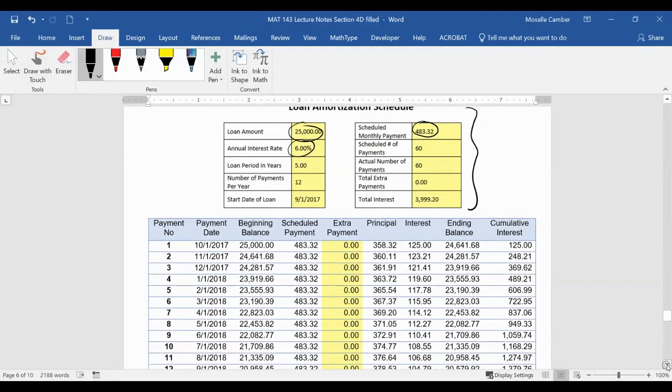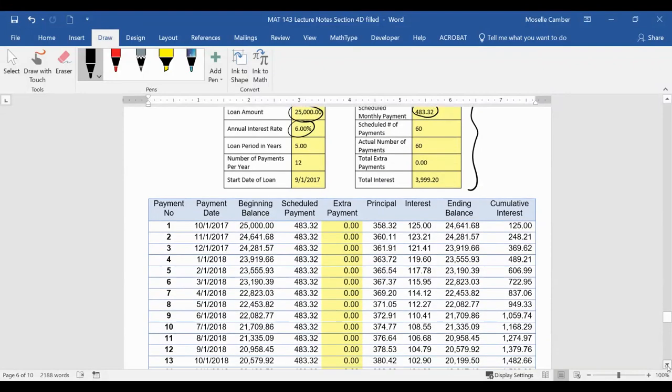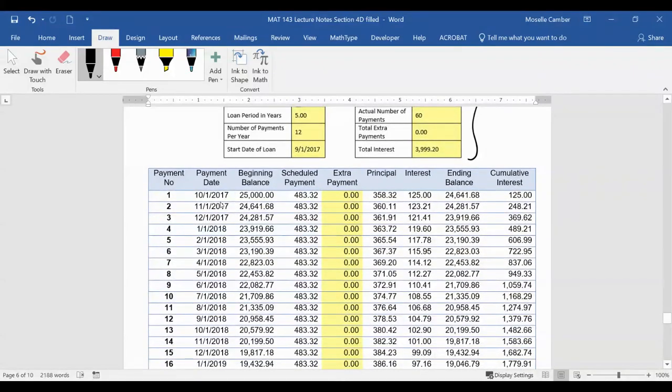So let's say we start it on September 1st. So the first payment, our balance is $25,000. We do a payment of $483.32. $358 of that is going to go towards your principal. $125 is going towards your interest. So your ending balance, you're going to take the $25,000 and subtract off the $358.32 to get $24,641.68. And then this $125 is our cumulative interest. That's just adding up all these.